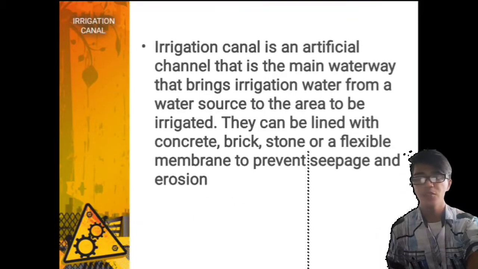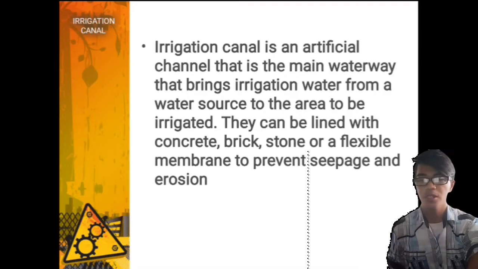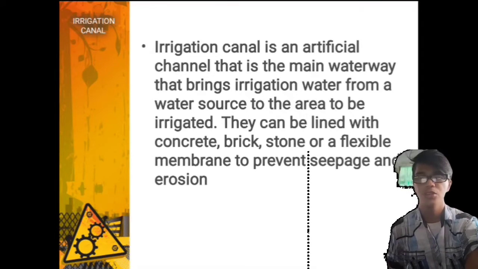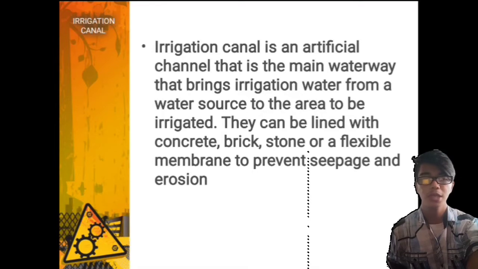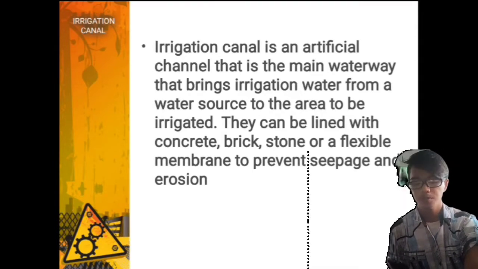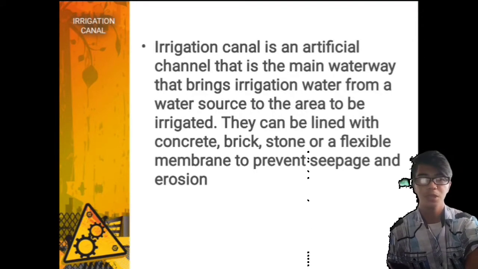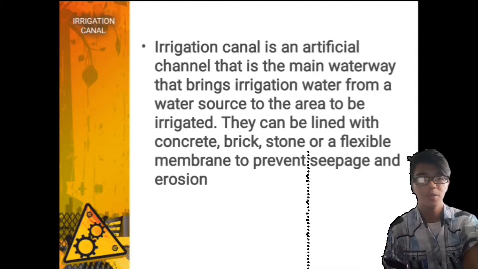Irrigation canal is an artificial channel that is the main waterway that brings irrigation water from a water source to the area to be irrigated. They can be lined with concrete, brick, stone, or a flexible membrane to prevent seepage and erosion. So si irrigation canal, sila yung kadalasang mga nagagamit ng mga magbubukid. Yun yung tinatawag nga nilang patubig. Yun yung makikita natin pagka tag-araw, pumupunta tayo sa patubig and doon tayo kumukuha ng tubig para sa mga bukid natin.